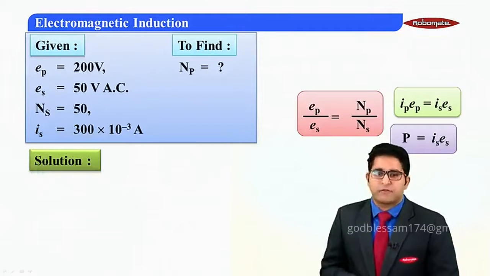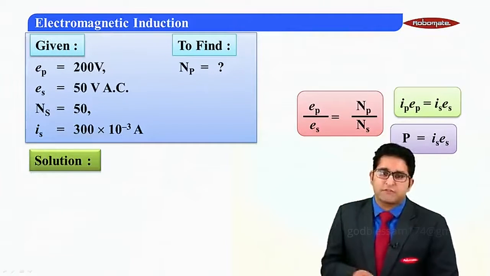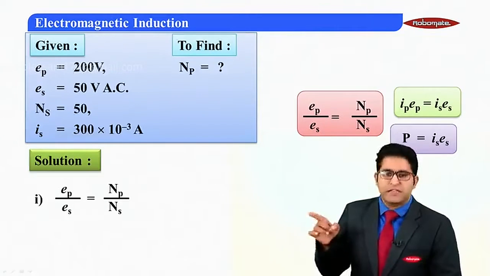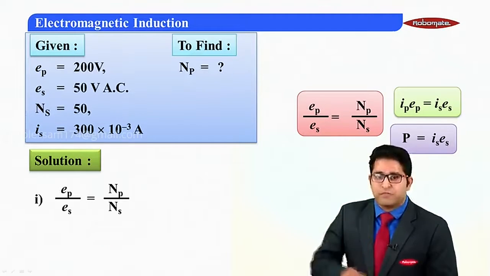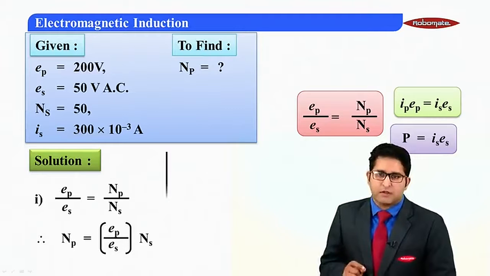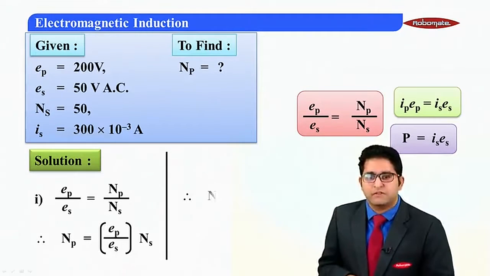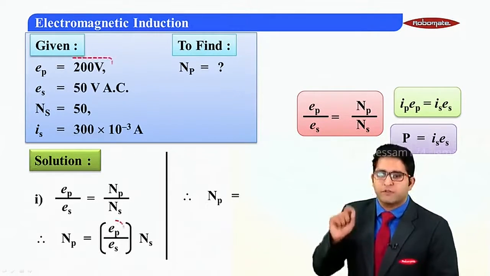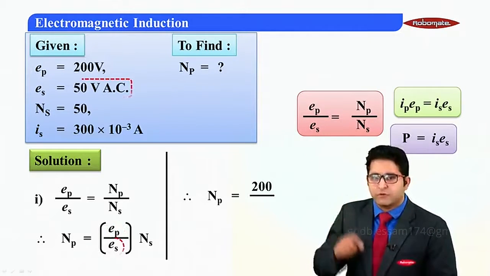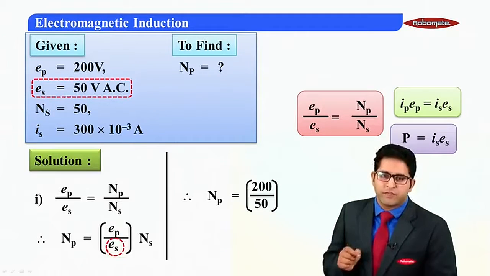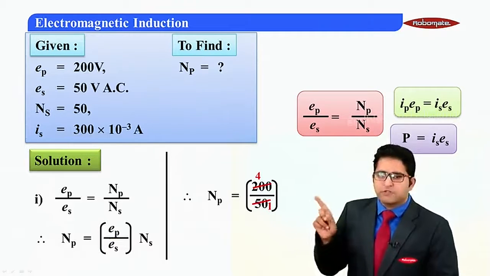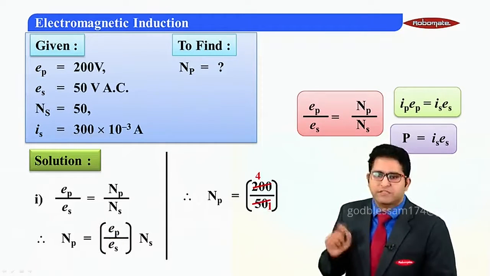Now first of all we'll be calculating NP. Now we'll be using this particular equation, so I can write EP upon ES is equal to NP upon NS. Now I'll rearrange to get the value of NP. So NP is equal to EP upon ES into NS, right? Now let us move further. So therefore I can write NP is equal to, now we know value of EP. What is value of EP? It is 200 volts. We also know value of ES, it is 50 volts, right? So this will become 200 upon 50, and on cancelling I'll get 1 times and 4 times, right? Now this 4 has to be multiplied by the value of NS. And what is value of NS?